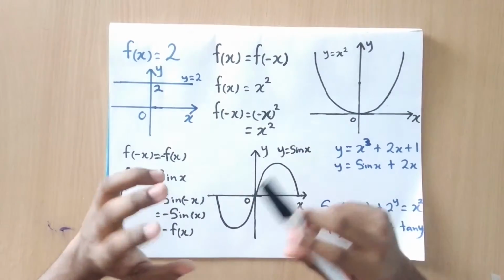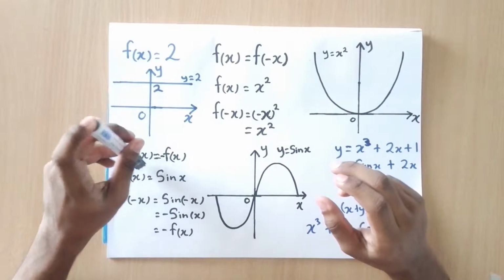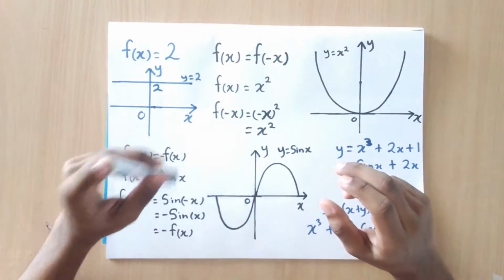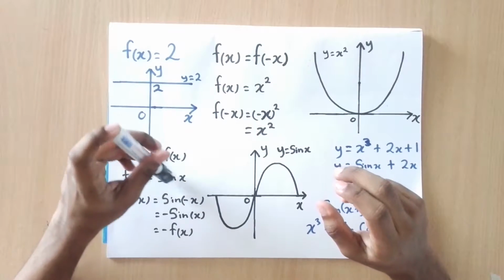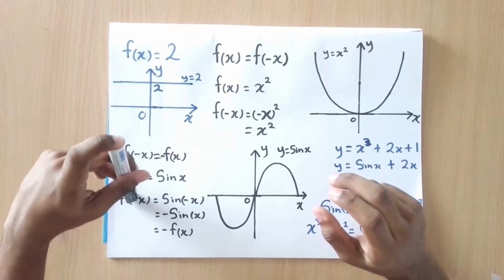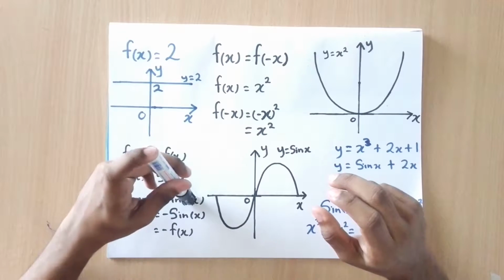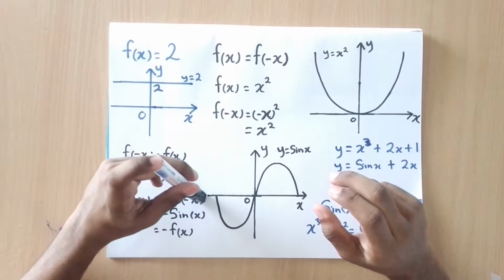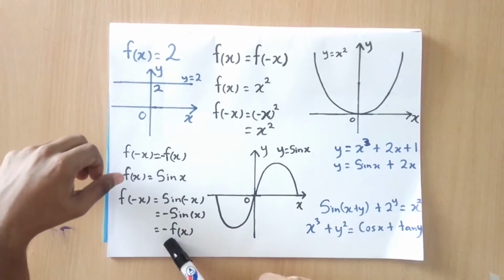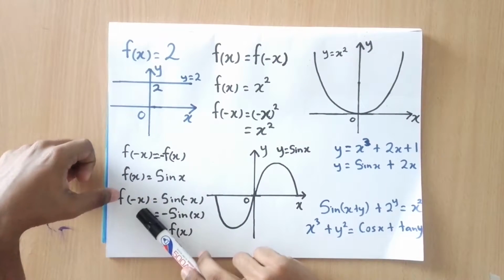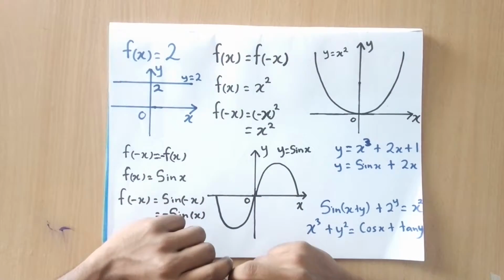Now let's look into an odd function. A function is said to be odd if f(-x) = -f(x) is true. For example, let's say that f(x) = sin x. So f(-x) is equal to sin(-x). From trigonometry, we know that sin(-x) can be written as -sin x. That would give us -f(x). So f(-x) = -f(x). So this is an odd function.